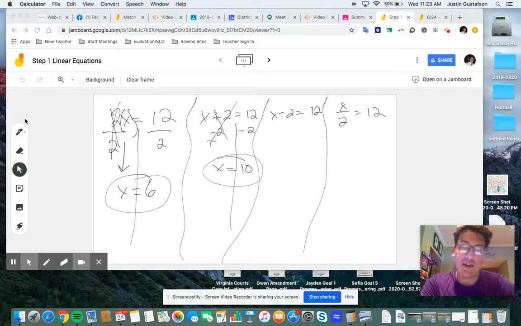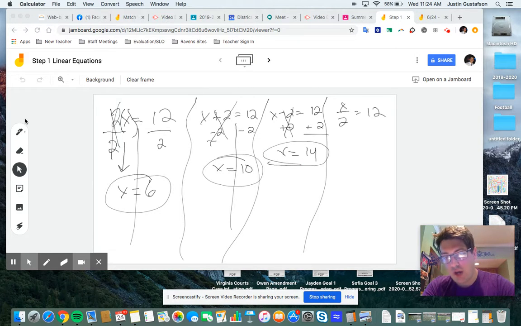Okay? This one goes hand in hand. x minus 2 equals 12. Okay? That means I need to add my 2 because it's a subtraction problem. Negative 2 plus 2 is 0. Right? I added 2 here. x equals 12 plus 2 is 14. Answer. If you're confused, please rewind.